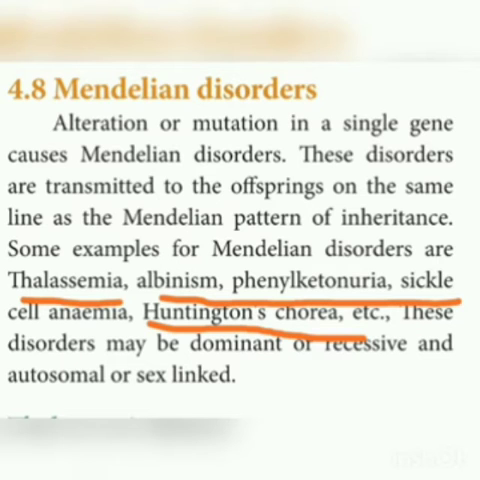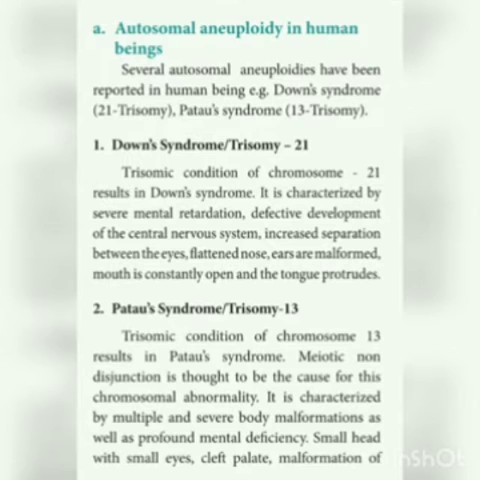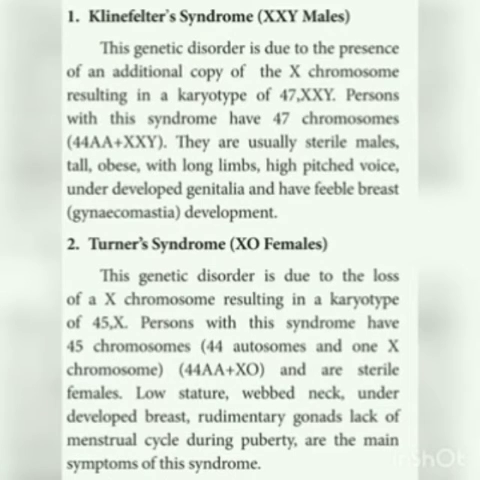Okay. And then chromosomal abnormalities: autosomal aneuploidy, that is Down syndrome and Patau syndrome, and allosomal abnormalities, Klinefelter syndrome and Turner syndrome.